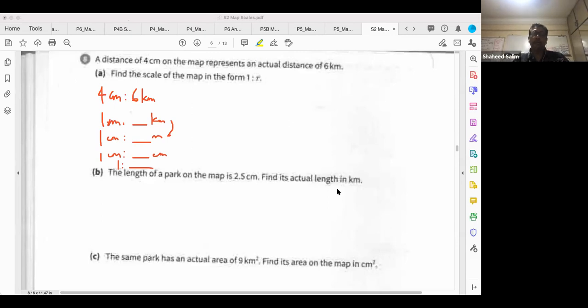Wow, Shafi, very fast, Shafi. Of course, I'm fast. I'm fastest in school. Well done, Mr. Shafi. Can you move on to question number B? So you're clear. That's good.